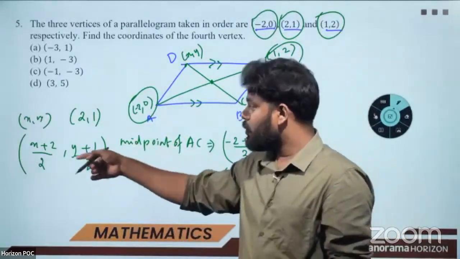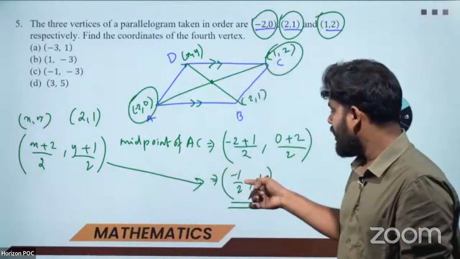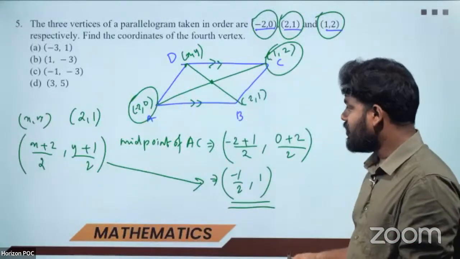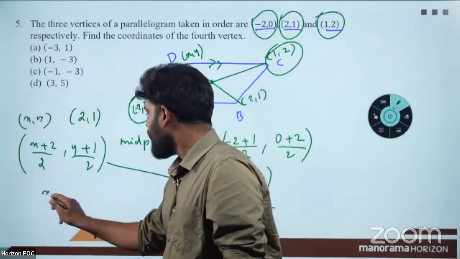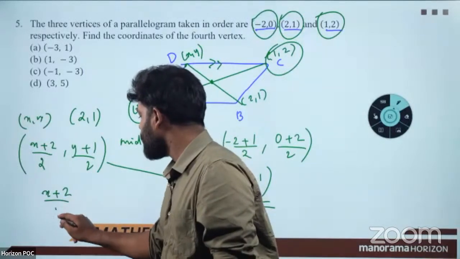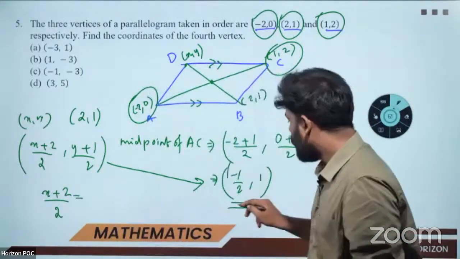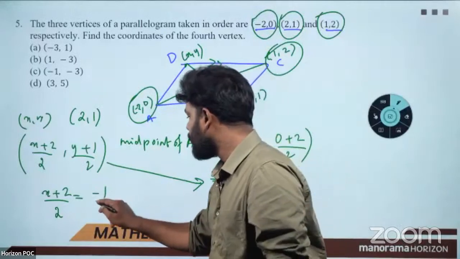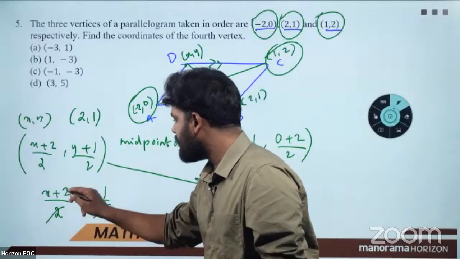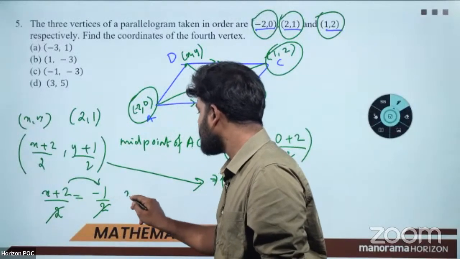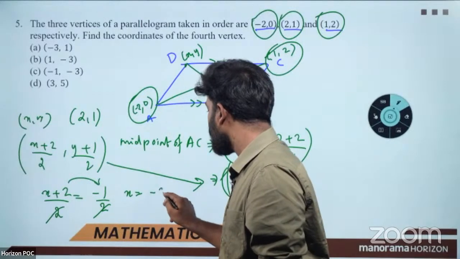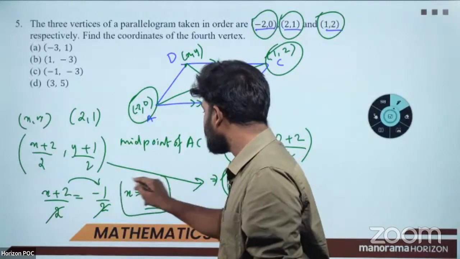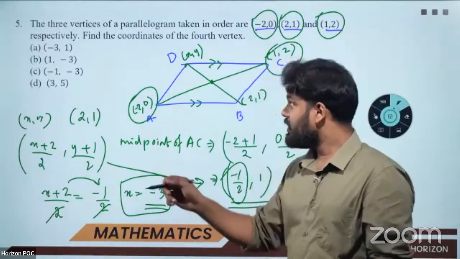So x plus 2 by 2 and y plus 1 by 2 will be equal to -1 by 2 and 1. You can write the x coordinates first: x plus 2 by 2 is equal to -1 by 2. So the 2 cancels, and x is equal to -1 minus 2, or -3. So the value of x is -3.